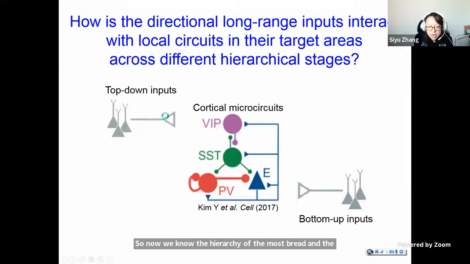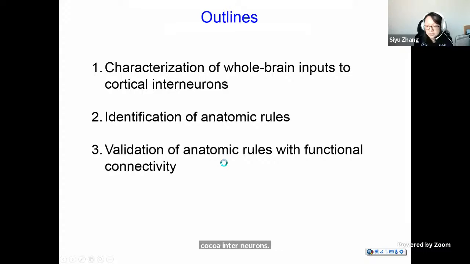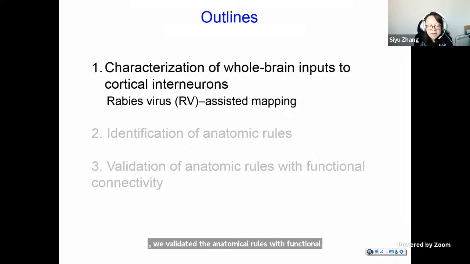To serve their functions, the directional long-range inputs need to interact with the different types of neurons in their target areas. But it is still largely unknown how this interaction occurs across different hierarchical stages. To answer this question, we systematically analyzed the anatomical and physiological properties of long-range inputs to the 3 major types of interneurons at different hierarchical stages of visual processing. So first, we characterized the whole brain inputs to cortical interneurons. Second, we identified the anatomical rules. And finally, we validated the anatomical rules with functional connectivity. Let me start from the first part.